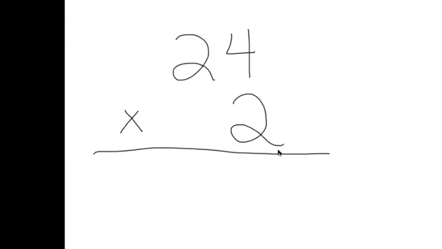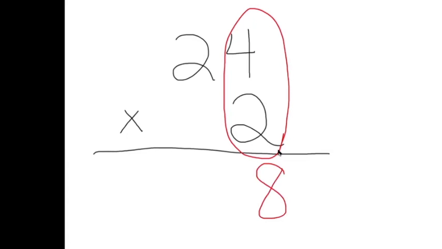So I'm going to do my ones place. So in my ones place, I have 2 and I have 4. Okay. And then I just multiply those together. So what is 2 times 4? Nice job. It is 8. Okay. So I've already worked with my ones place.